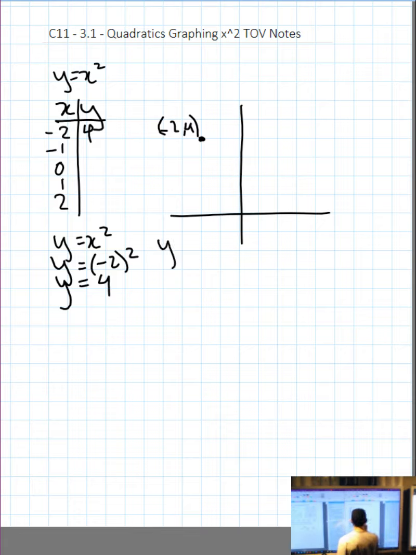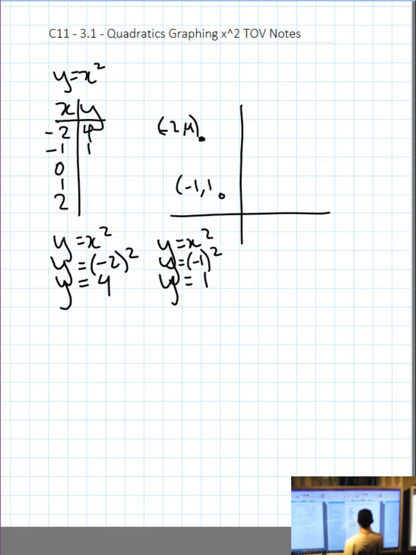Rewrite the equation. Y equals x squared. Carefully substitute the next value. Y equals x, x equals negative 1 in the table, in for x. Y equals negative 1 all squared. Y equals negative 1 all squared is 1. Put it in the table. Put the point on negative 1, 1. Label the point negative 1, 1.